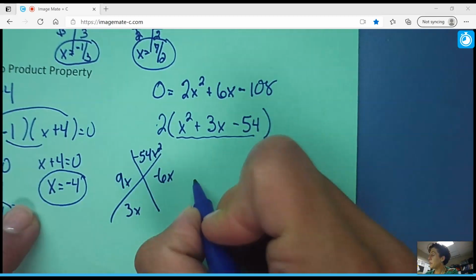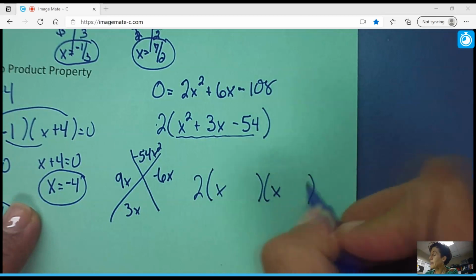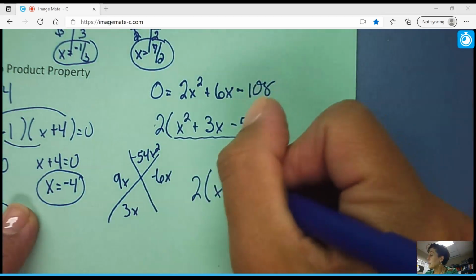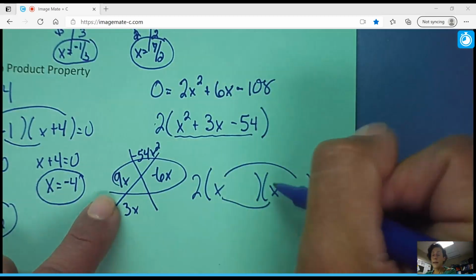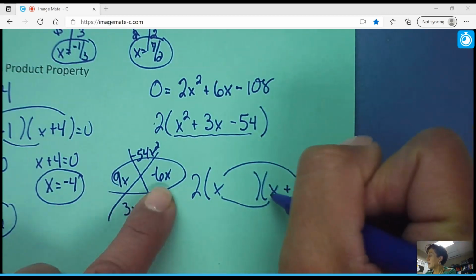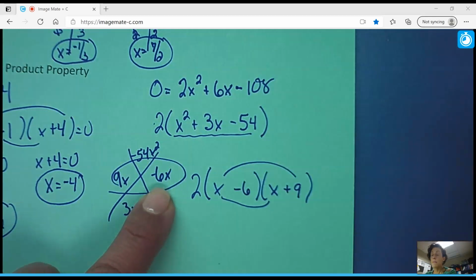And now the 2 is just coming along and making my factor parentheses, dropping those x's in, and x and x are enough. That makes the x squared. So I can use this x, because they're both x's, to make 9x, so that would be a positive 9. And I can use this x, it should have looped here, not there, to make a negative 6x.